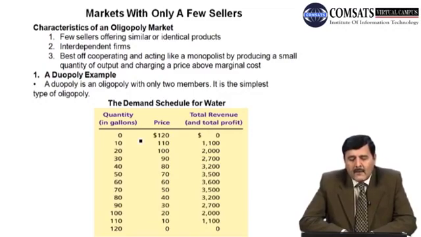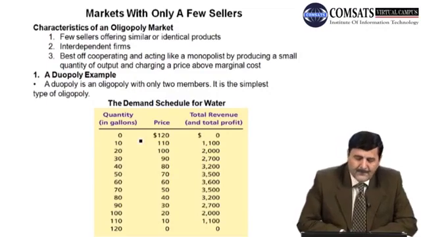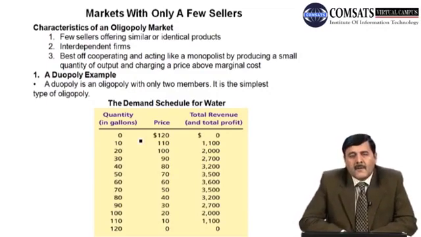Just see the demand schedule for water. How is the demand in the case of oligopoly or duopoly, or what is the shape of the demand curve in the case of oligopoly? We are going to show you in this table. This table has three columns. In the first column, you see the quantity of water in gallons, the second is the price, and the third is the total revenue, or total profit.